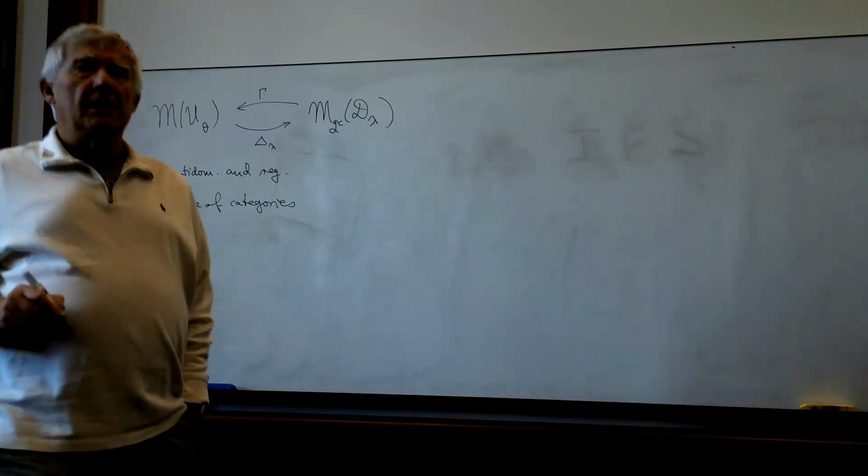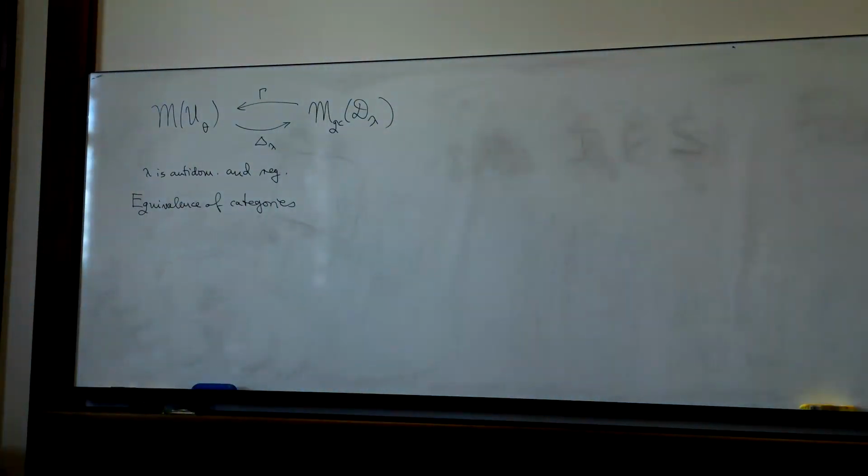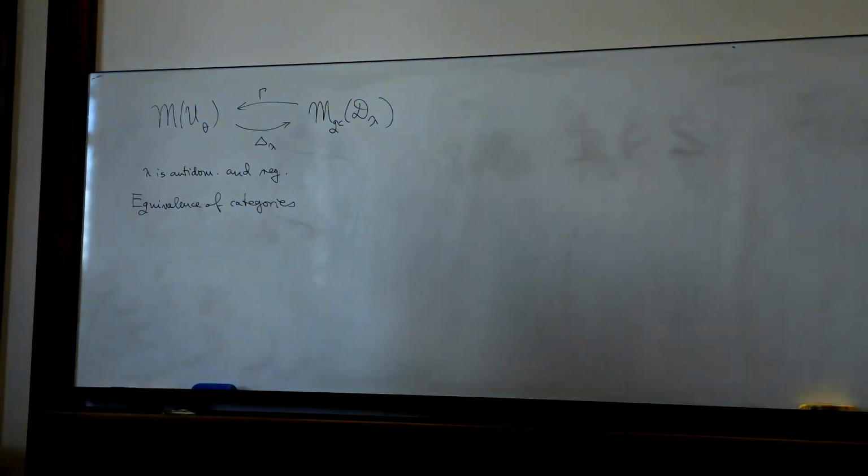I should have asked long ago. QC for me, you mean quasi-coherent. It doesn't make any difference, because D lambda is quasi-coherent on its own. So this is not necessarily part of the generated. No, no. So this is exactly what I will start discussing today. Yeah, you'll see in a second.